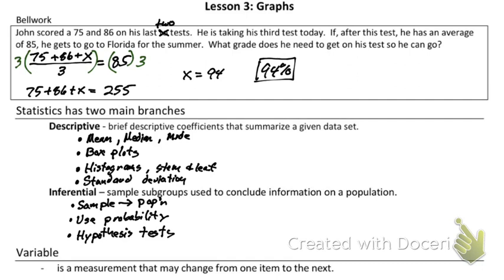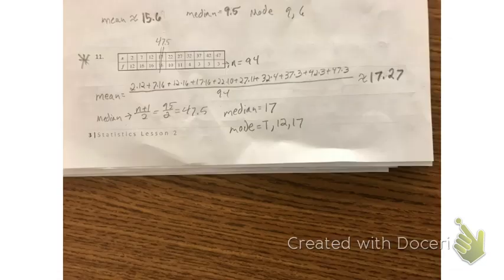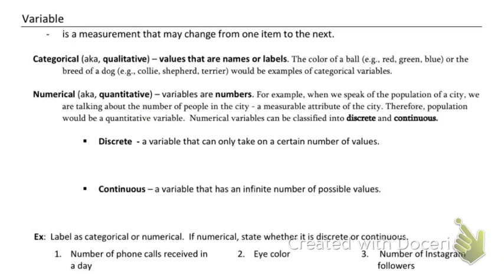All right, so we have descriptive and inferential. Now we're going to go further into statistics. So those are our two main branches, but we can break our descriptive stuff into two types of variables. A variable is a measurement that can change from one item to the next. We have two huge types of variable, and that is categorical and numerical.